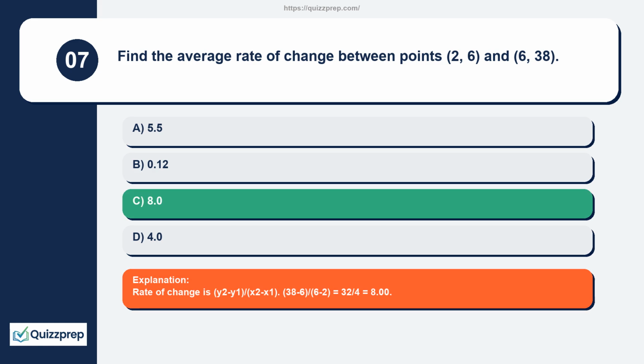Rate of change is (y2 - y1) / (x2 - x1). (38 - 6) / (6 - 2) equals 32 fourths equals 8.00.